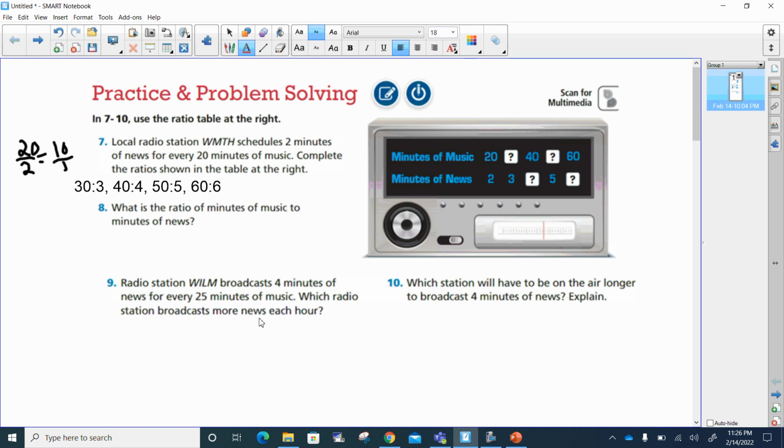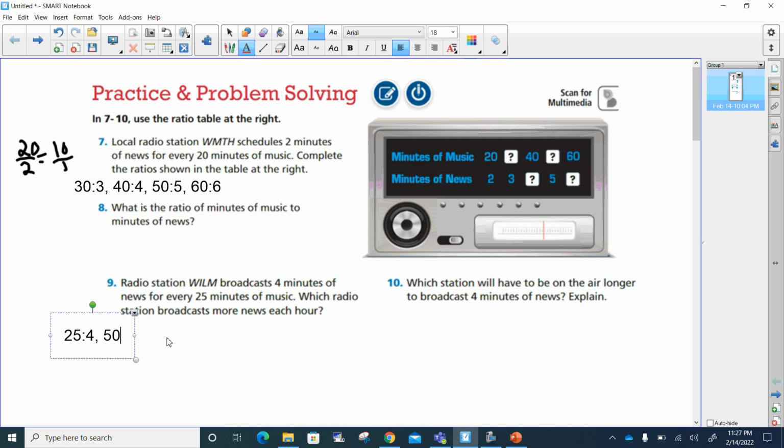Which radio station broadcasts more news each hour? More news. So remember, at 60 minutes, they've got 6 minutes of news here. So we've got to figure out in each hour. Well, they're saying here 4 minutes of news for every 25 minutes. So let's look at that ratio. If I made a table for this one, 25 minutes of music will give you 4 minutes of news, right?